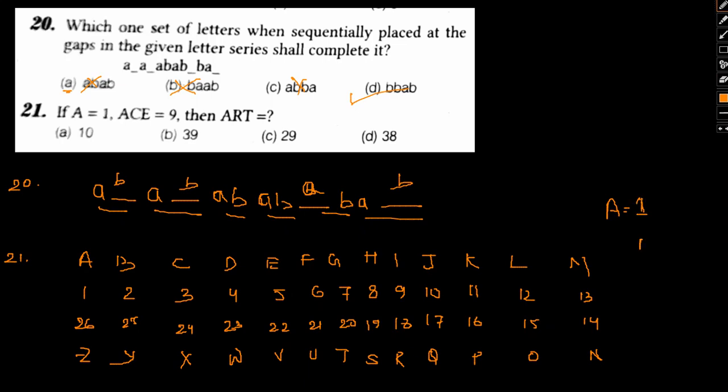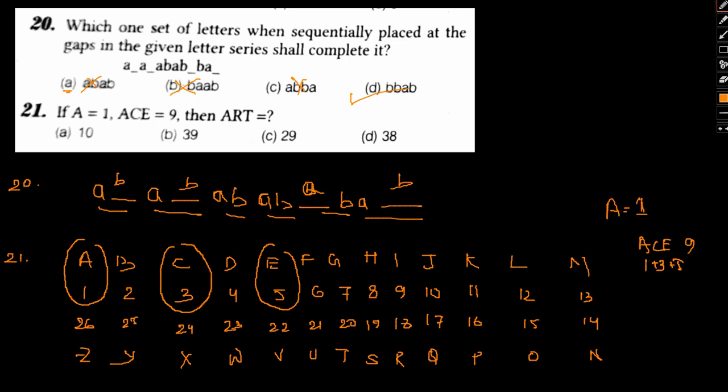Now it's given A is equal to 1 and ACE is 9. So let's try and understand something. A is 1, C and E. C is 3 and E is 5. So 1 plus 3 plus 5 gives us 9. Okay, so basically one thing we can make out is that it is the sum of the numbers pertaining to the alphabets. Now what we are given is ART, A-R-T.